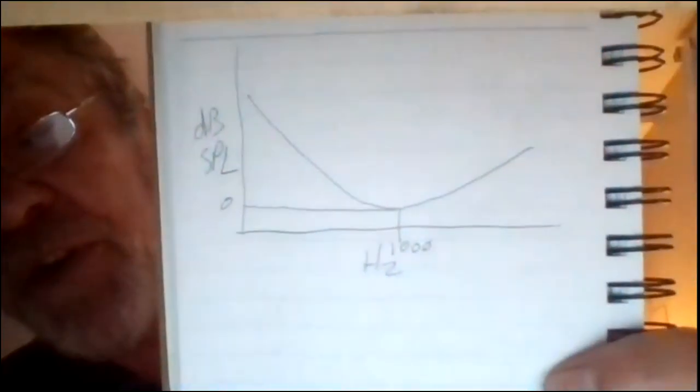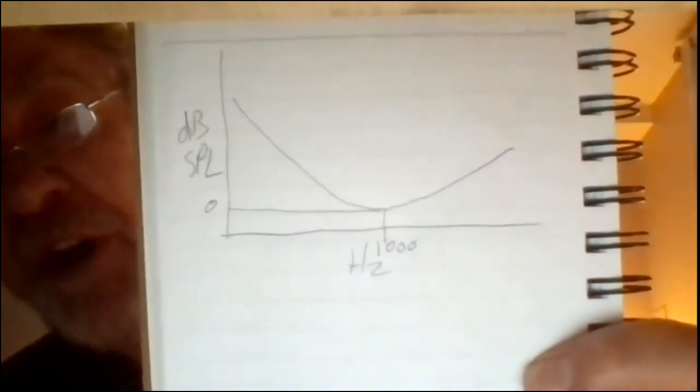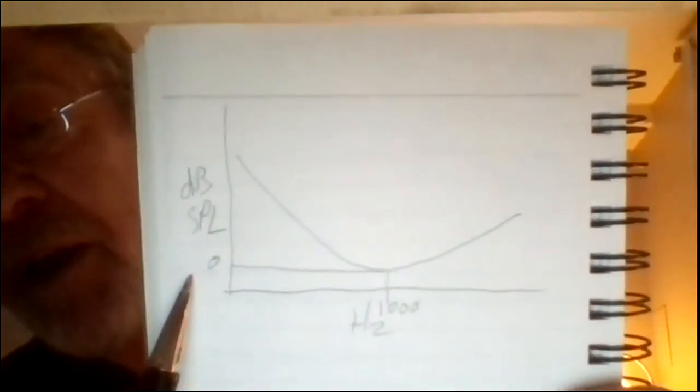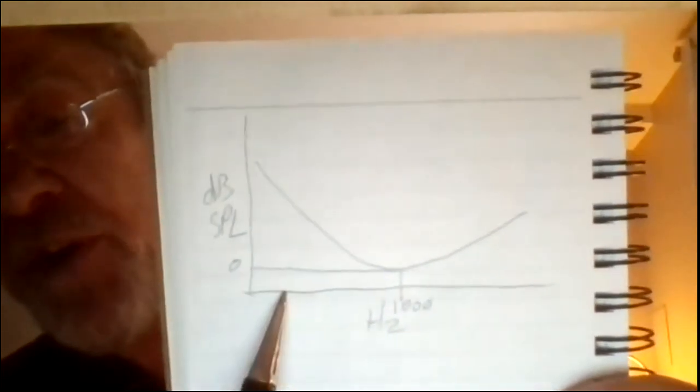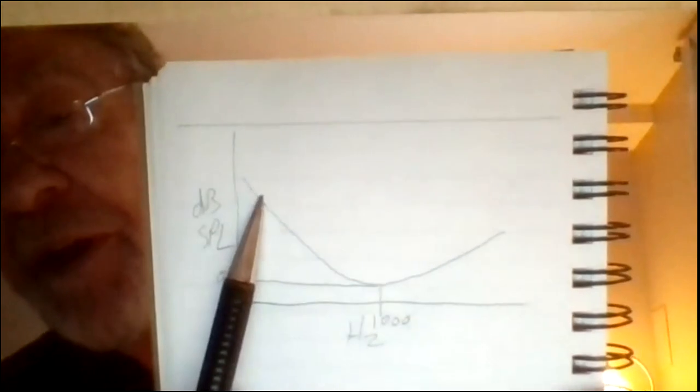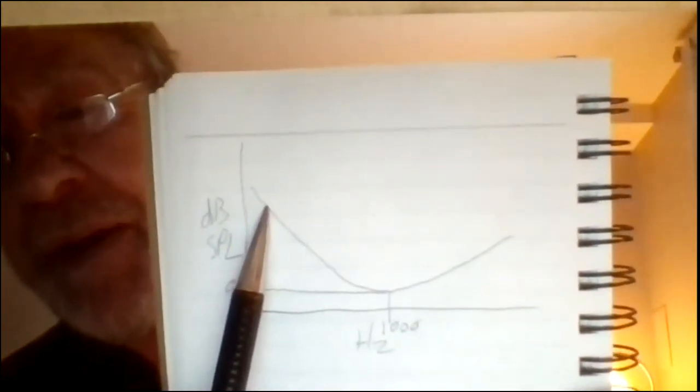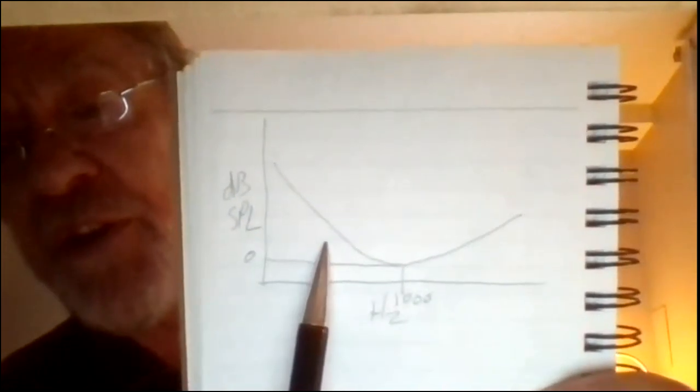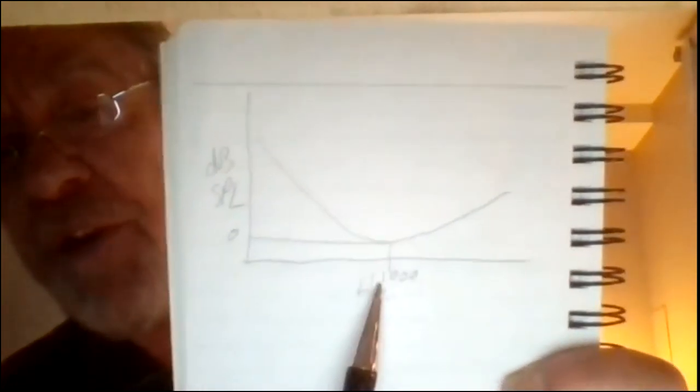Your graph is going to look kind of like this, where this would be 1,000 hertz, and this would be zero. See 1,000 hertz there? That's heard at zero dB SPL. Where am I? Here. But if I was at a lower frequency, I'd need more dB SPL to just barely hear. If I'm at this frequency, I still need more, but I need that much. At 1,000 hertz, I only need that much. So our hearing sensitivity is different across the frequencies.